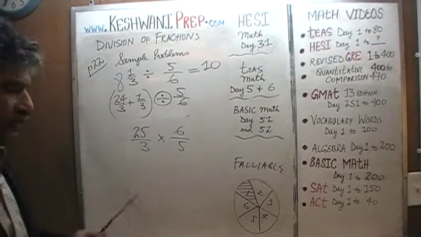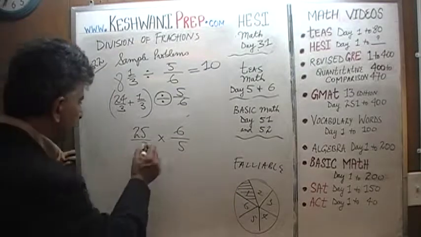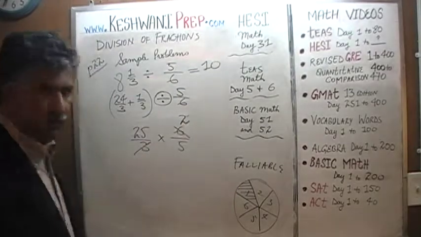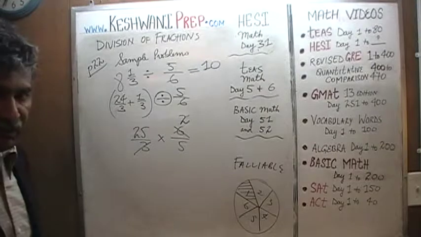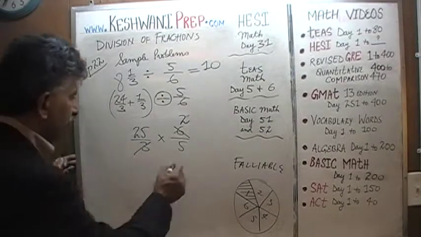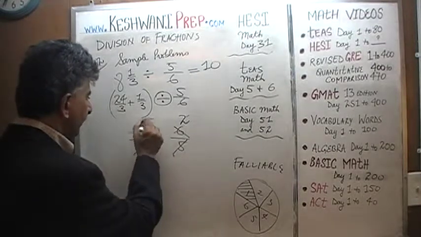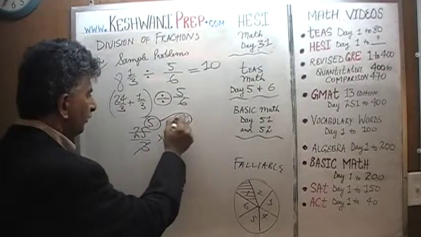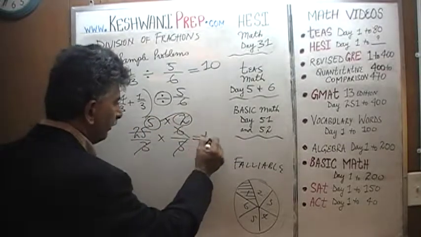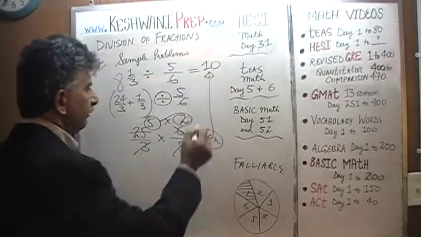We see 6 on the top, we see 3 on the bottom. Let's divide top and bottom by 3. 3 is going to go away and 6 is going to become 2. We see 5 at the bottom, we see 25 on the top. Let's divide top and bottom by 5. 5 is going to go away and 25 becomes 5. We end up with 5 times 2, which is 10.